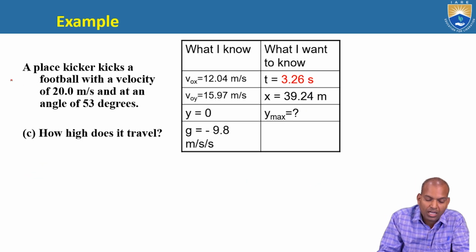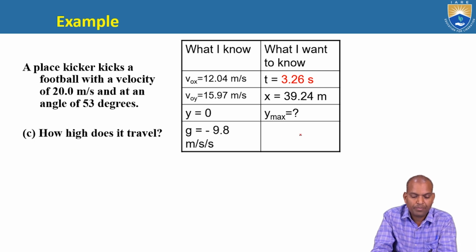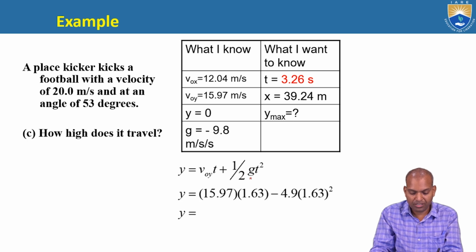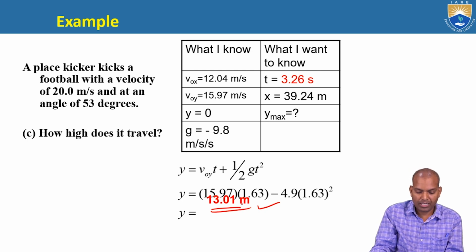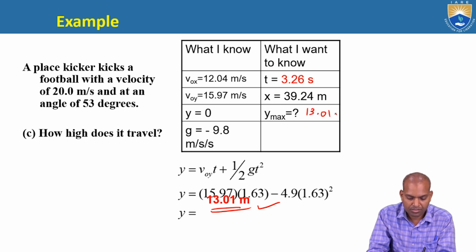What is the third objective? The third objective is how high does it travel? That is y maximum. The y maximum equals V0y times t minus half g t square. V0y is 15.97 times t, which is 1.63, minus, g is negative here, 4.9, that is g which is 9.8 by 2, that is 4.9 times t, 1.63 whole square. That is y obtained as 13.01 meters. This is the maximum height, that is 13.01 meters.